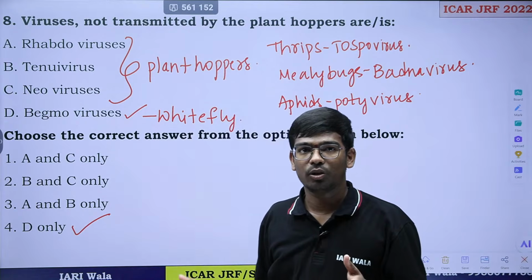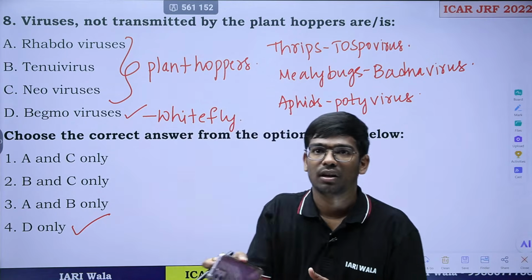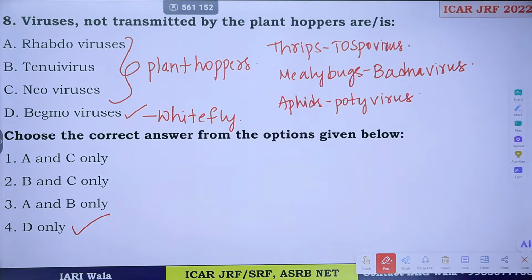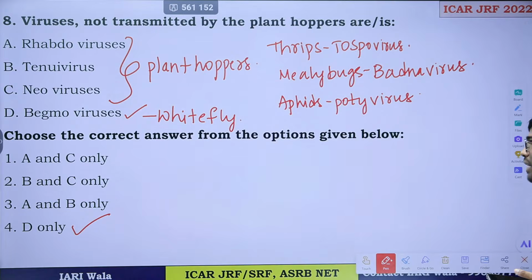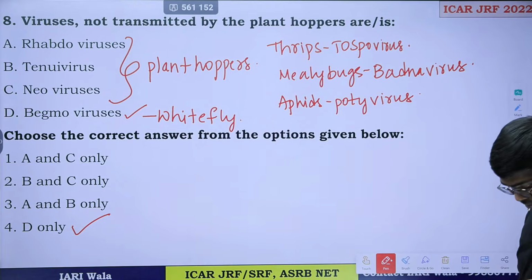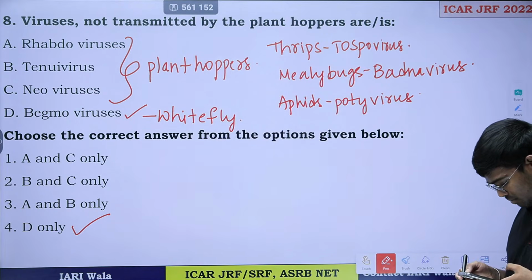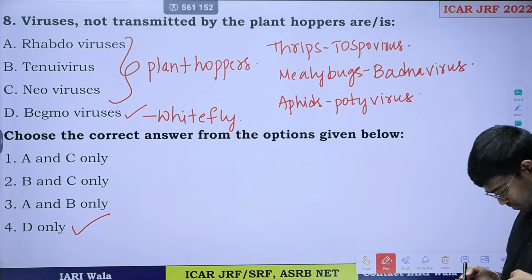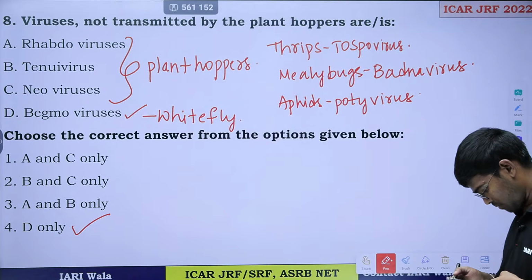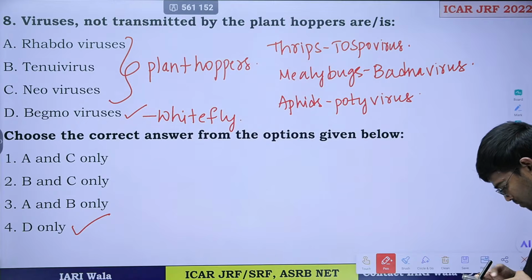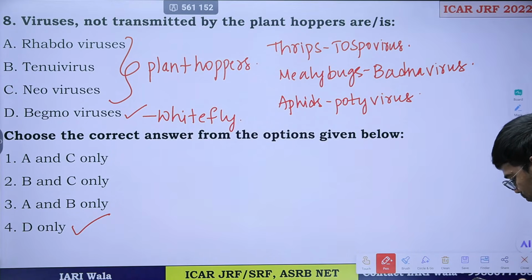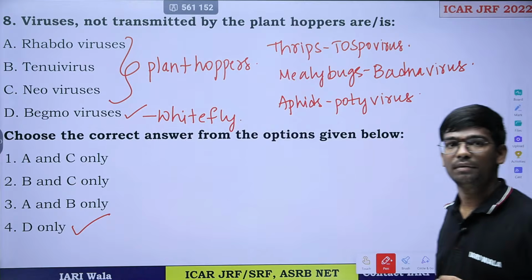So if anybody wants to take a screenshot, you can take a screenshot. We'll wait here for 1 minute. So thrips, tospovirus; mealybugs, badnavirus; then aphids; begomoviruses are transmitted by the whitefly. Okay.